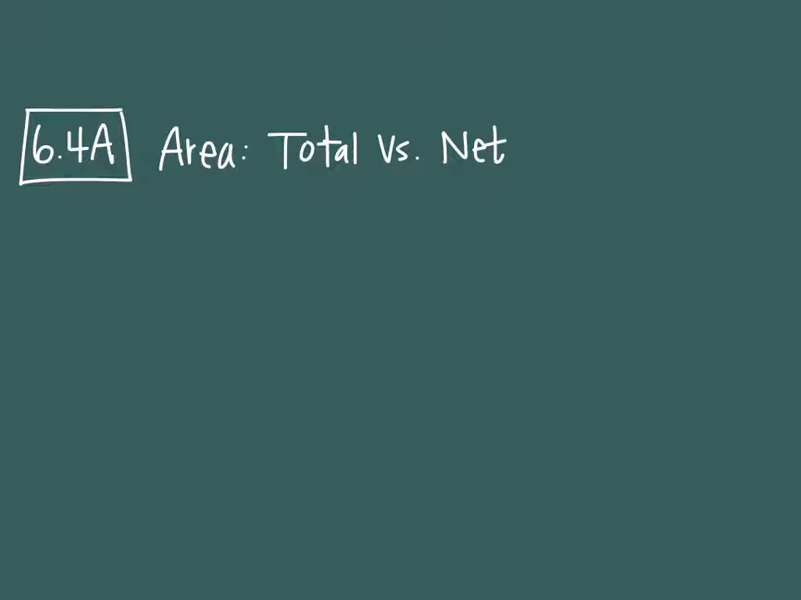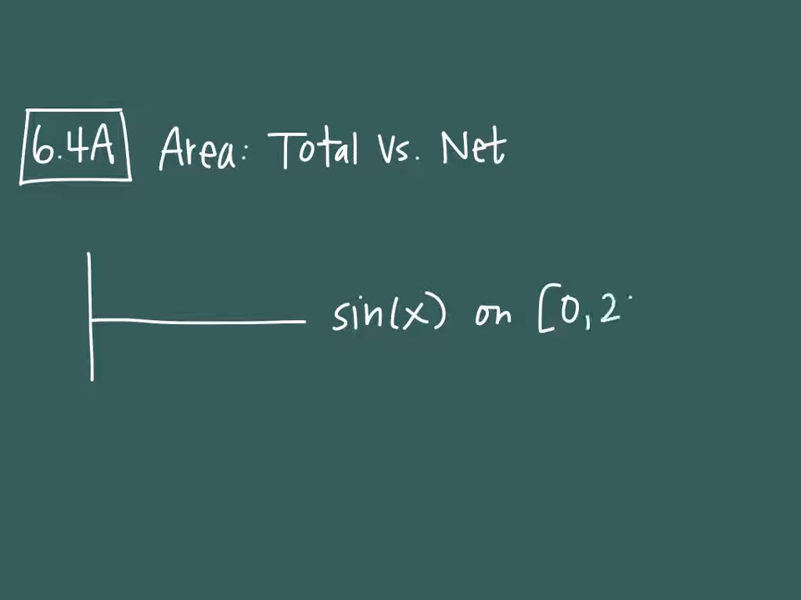So we're pretty familiar so far with the concept of an integral representing the area under a curve. We just need to establish the vocabulary of the difference between when they ask for total versus the net area of something. So I'm going to show you this visually first. Let's think about the graph of sine of x, and let's think of that on the interval from 0 to 2 pi. All right, we all know what the graph of sine of x looks like on that interval.